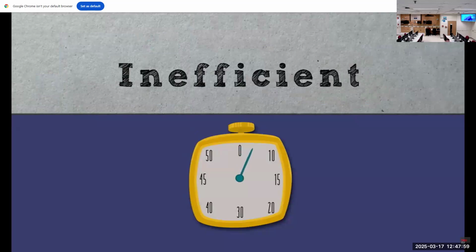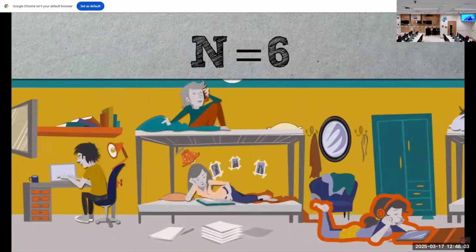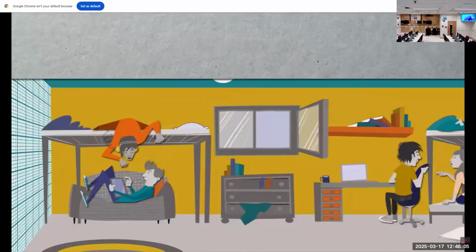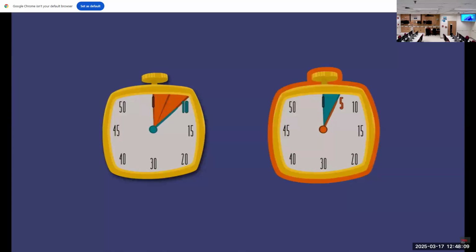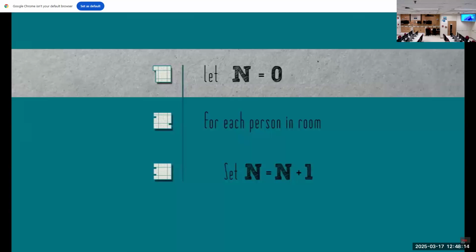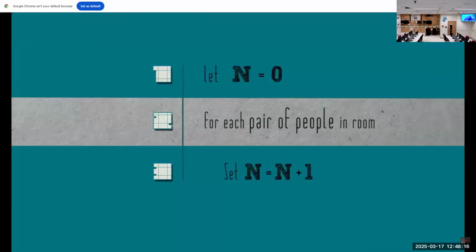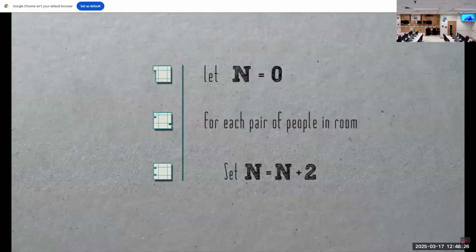Why not count 2 people at a time? Instead of counting 1, 2, 3, 4, 5, 6, 7, 8, and so forth, why not count 2, 4, 6, 8, and so on? It even sounds faster, and it surely is. Let's express this optimization in pseudocode. Let n equal 0. For each pair of people in room, set n equal to n plus 2. Pretty simple change, right? Rather than count people one at a time, we instead count them two at a time. This algorithm goes twice as fast as the last.